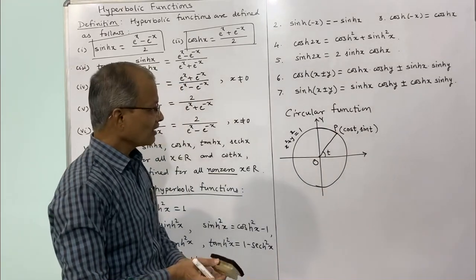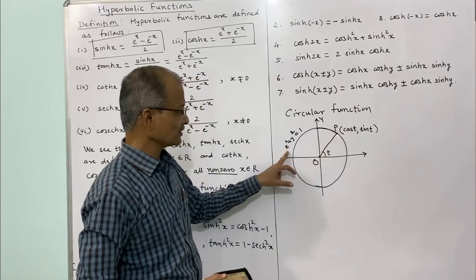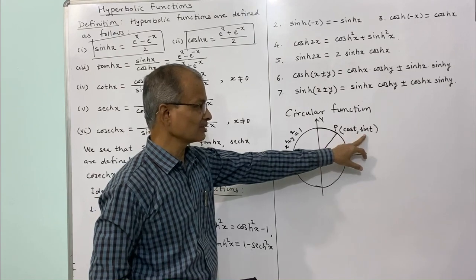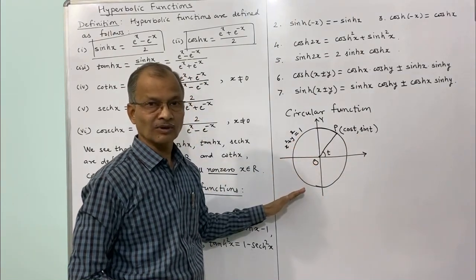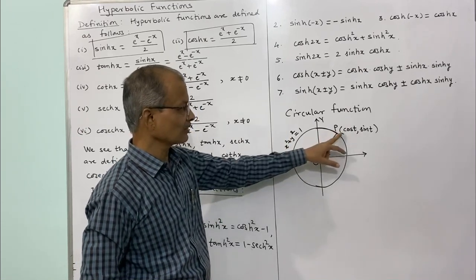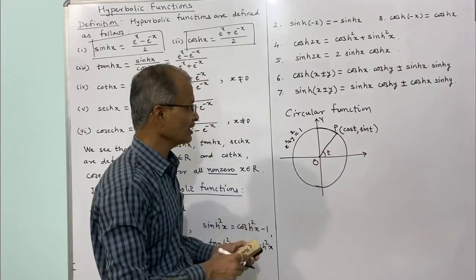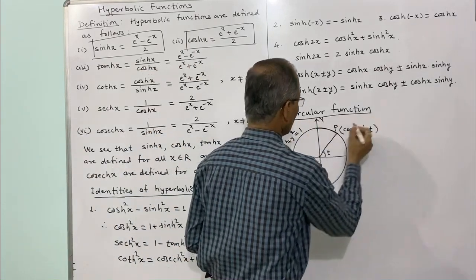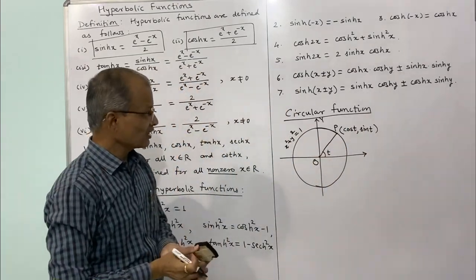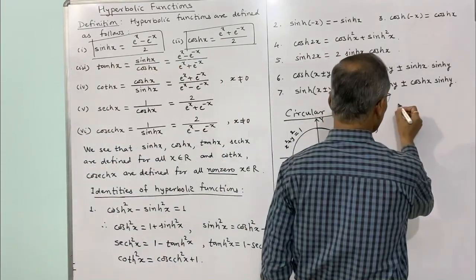And you see this point lies on the circle, because the equation of circle is x square plus y square is equal to 1, and we have cos square t plus sin square t is equal to 1, the identity for circular function, and that satisfies the equation of circle. Therefore this point lies on the circle, and therefore these trigonometric functions are known as circular functions. The unit circle is the corresponding curve for the circular function. And now why are these functions called hyperbolic?